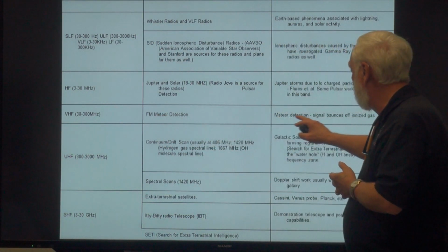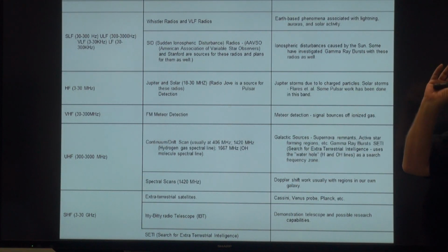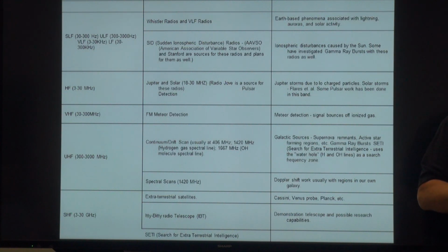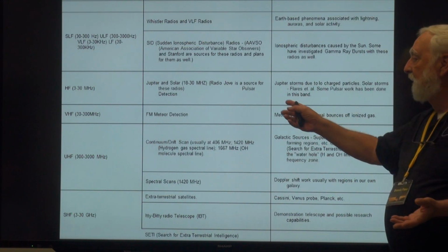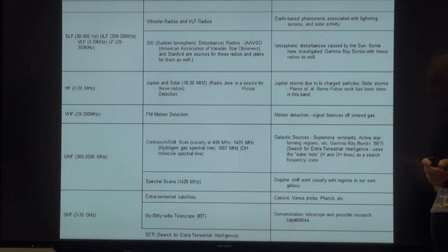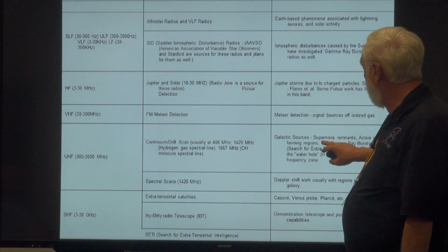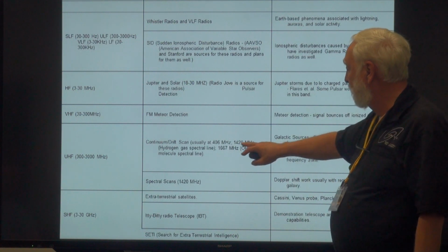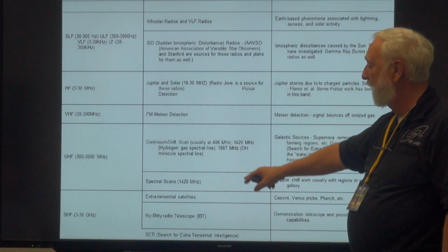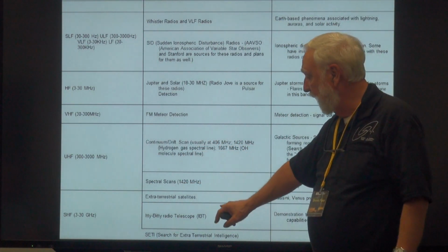FM meteor detection. We have people that can measure signals bounced off the ionized tails of meteors. So every time a meteor goes by, it's not just what we see blow up in the sky and get on channel 10, it's whether or not we can receive a signal bounced off the tail of it. UHF, let's see, what do we have here? Looking at supernova remnants, and of course here's my good old 1420 right here, and spectral scans in and around 1420.